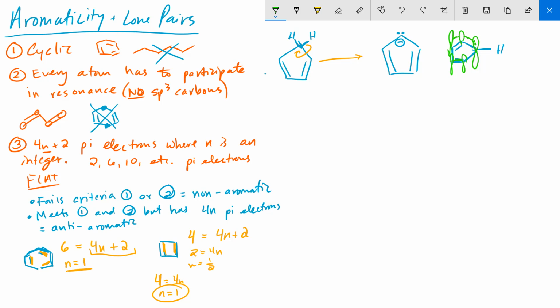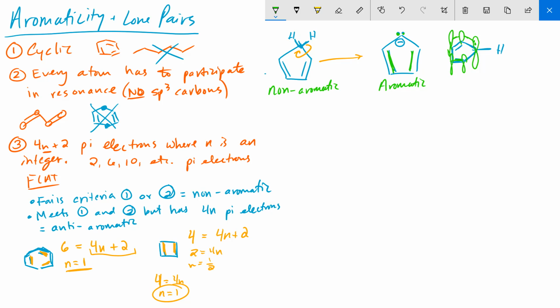Okay, lastly, does it meet the 4n plus 2 rule? Well, how many pi electrons does it have? It has 2, 4. We just learned that these lone pairs are also involved in the pi system, so it has 2, 4, 6 pi electrons. This is aromatic, whereas its conjugate acid, the cyclopentadiene with both of its hydrogens, is non-aromatic.